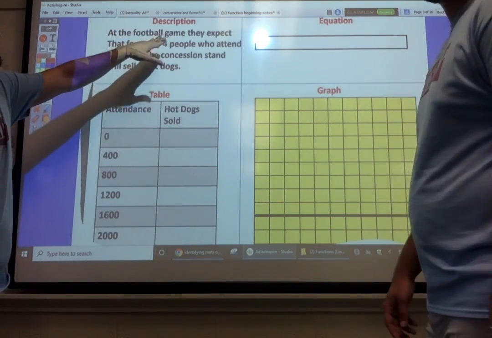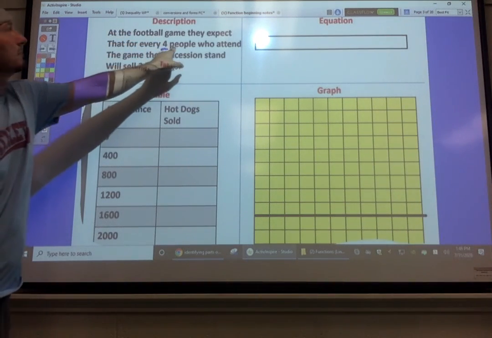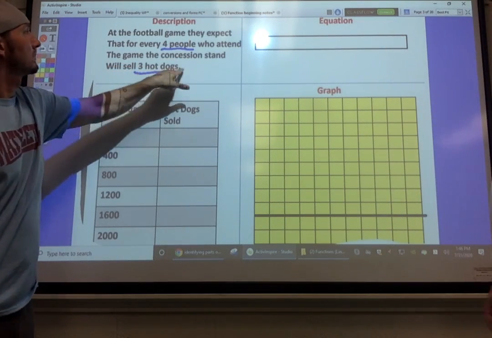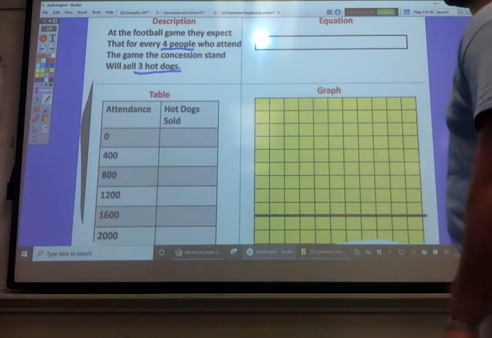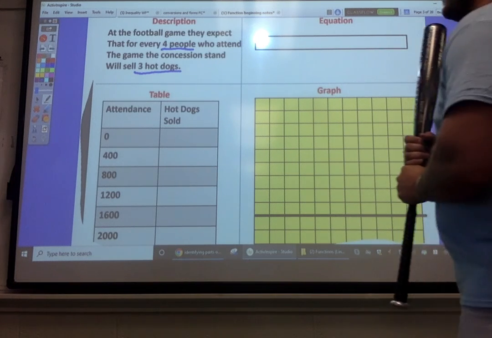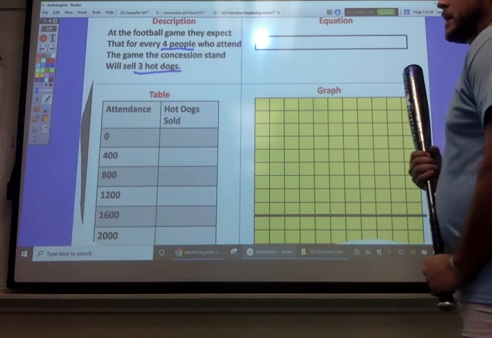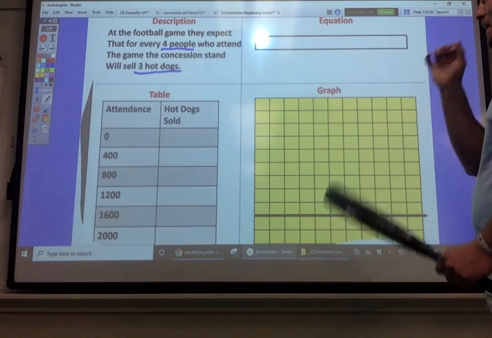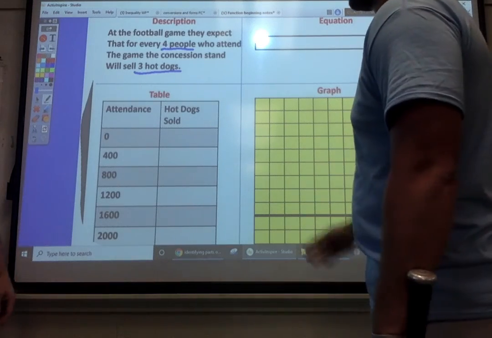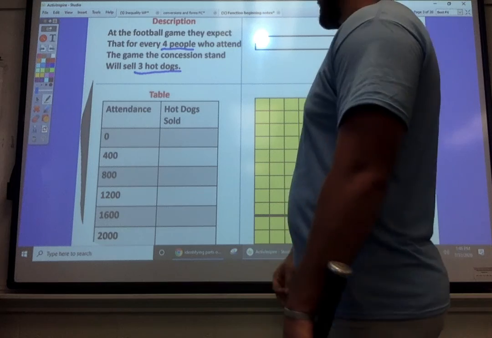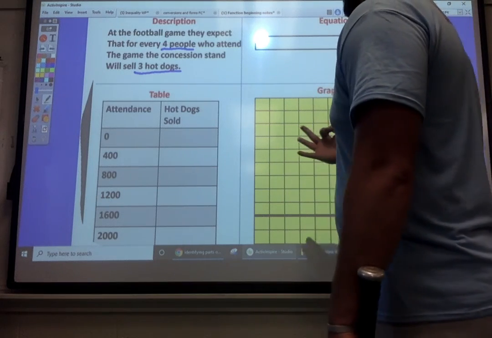At the football game, they expect that every 4 people who attend will buy 3 hot dogs. So 3 hot dogs. Okay, so do you want to do the equation first, table, or you want to graph it first? What do you guys think? That sounds like... So, for every 4 people who attend, the concession stand will sell 3 hot dogs.